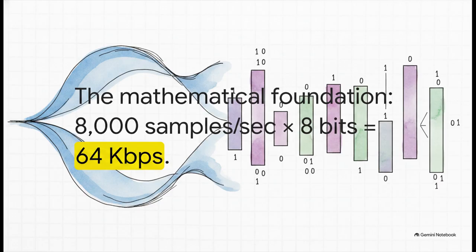Engineers realized they could perfectly capture the human voice by taking 8,000 samples per second and multiplying that by 8 bits per sample. That equals 64 kilobits per second. That 64 kbps unit is absolutely the DNA of the digital revolution.